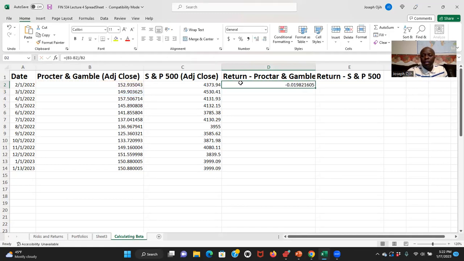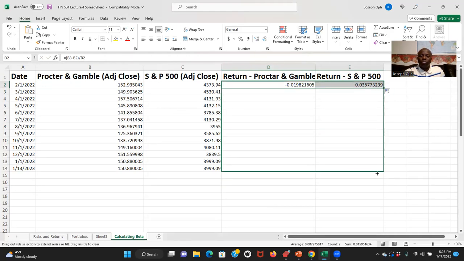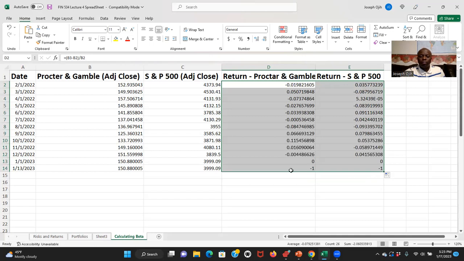That gives the return, and I'll extend the same to S&P 500. That's one good thing about Excel: when you do one calculation, you can just copy it to the next line to do the same calculation for the other variable. So I'm going to drag it here. So it calculated the same return for S&P 500. Then I'll drag it down to calculate all the returns.